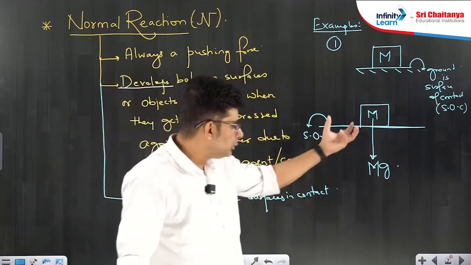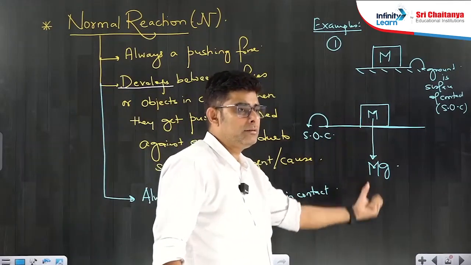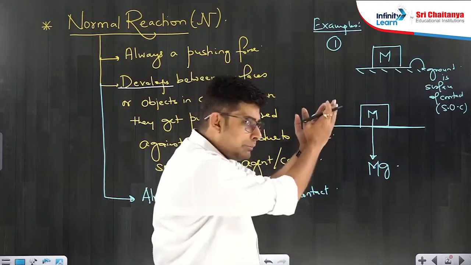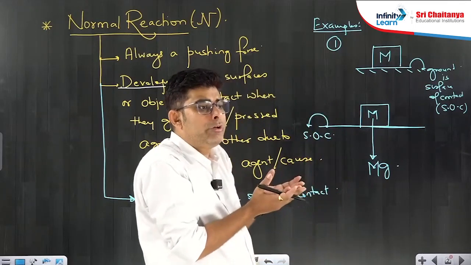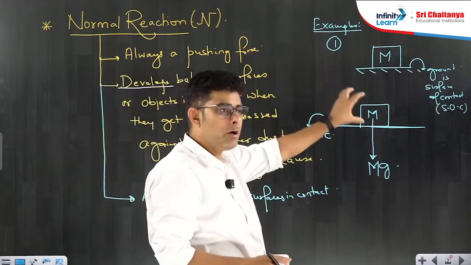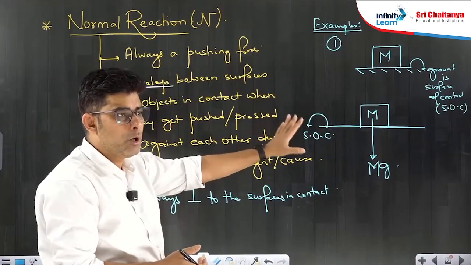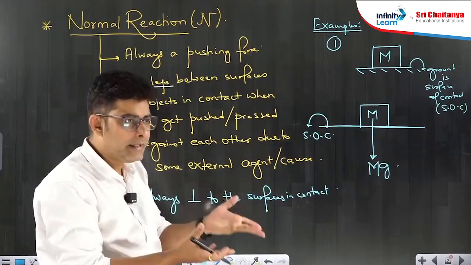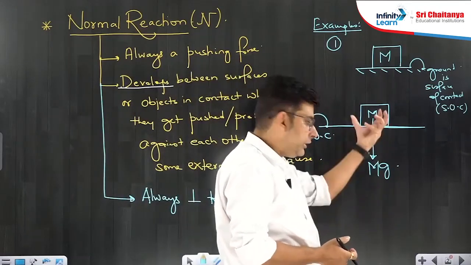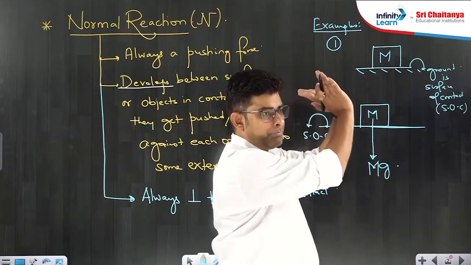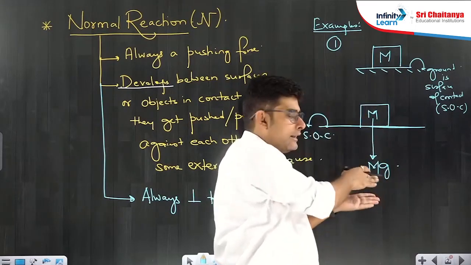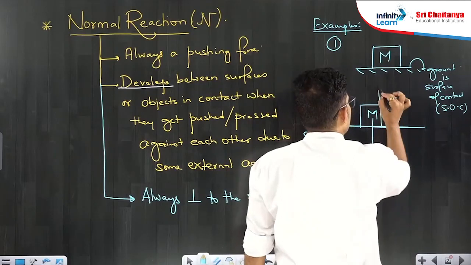Now can you see that due to mg, this block is getting pressed on the ground? Yes, this block is getting pressed on the ground. So as the block gets pressed on the ground it will feel the pressure. So where will ground exert force on the block? Is the block flying away or is it there only? It is there only. That means the forces should be balanced. So when it is getting pressed on the ground due to mg, the ground will push it up. Since the two surfaces are getting pressed due to an external force mg, the ground pushes it up.